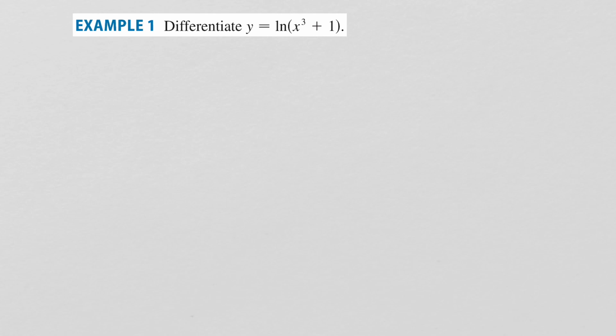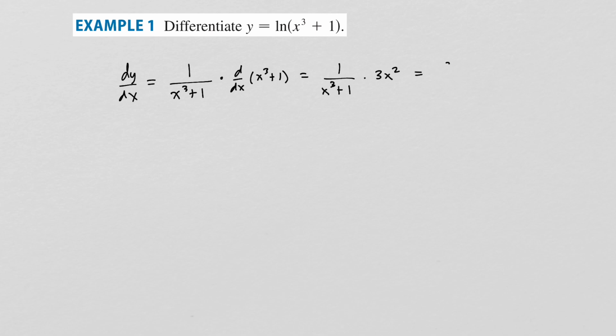So as an example, let's differentiate the function y equals natural log of x cubed plus 1. So we just learned that when you have a natural logarithm, the derivative is 1 divided by whatever is in the logarithm. So in this case, it is 1 divided by x cubed plus 1. But now we have to remember that this is a composition of two functions. So we have to multiply by the derivative with respect to x of x cubed plus 1. And so this gives us 1 over x cubed plus 1 multiplied by 3x squared. And this is 3x squared over x cubed plus 1.